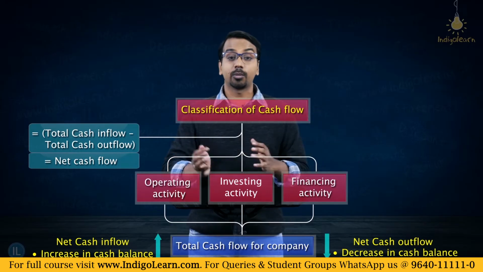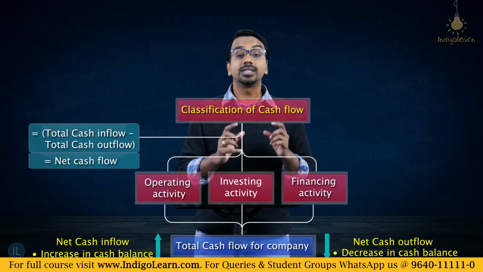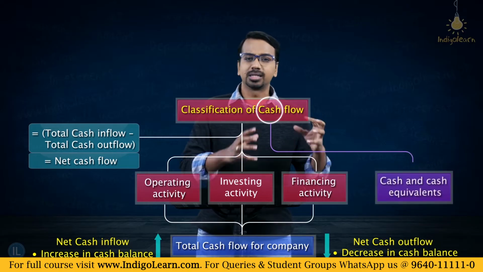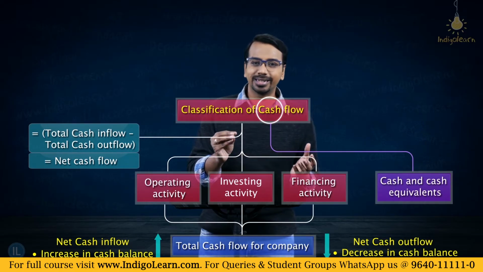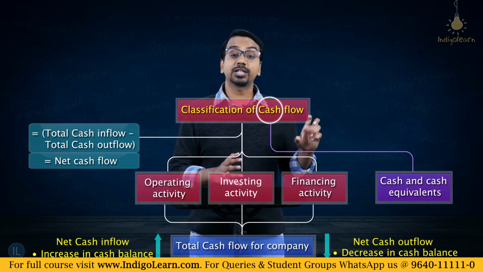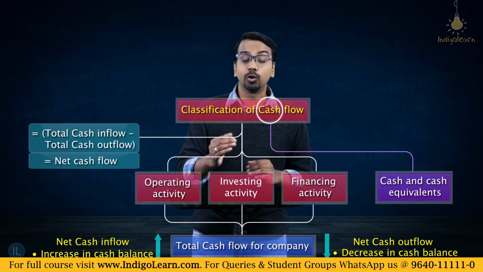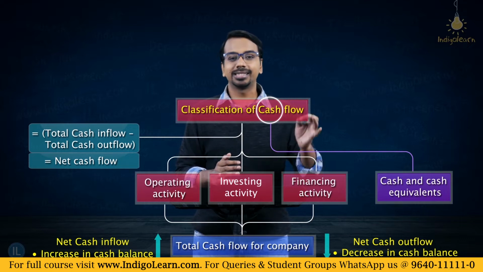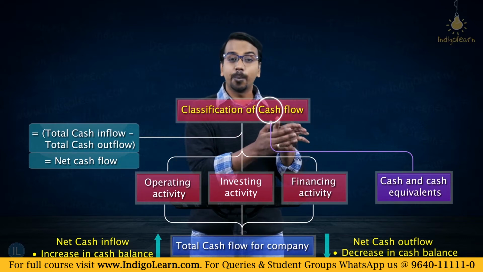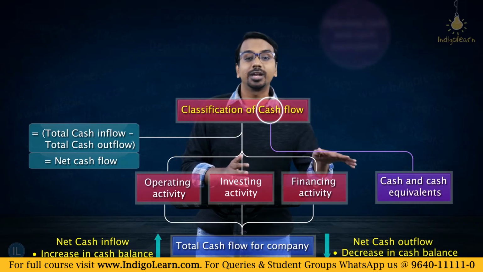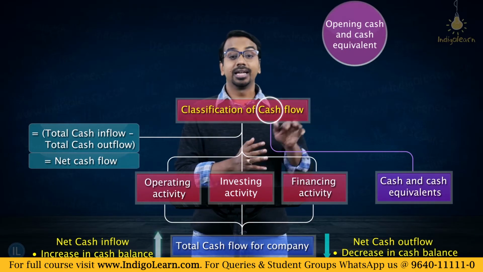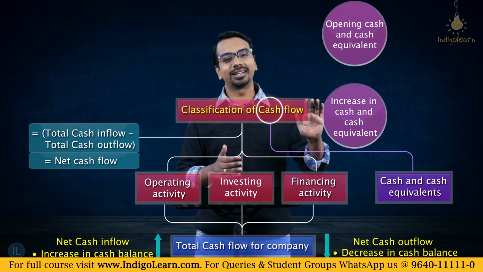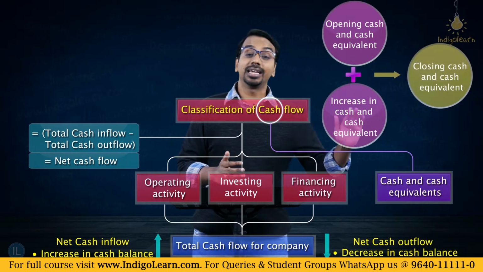So far we have been talking about cash flow, cash flow, cash flow. When we say cash, we are referring to not only cash but also cash equivalents. What are these cash equivalents? We'll discuss in some time. The sum of cash flows from three activities will tell you whether there is an increase or a decrease in cash and cash equivalents. Now, if you compare this with the opening balance, let's say there is an increase in cash, if you add the opening balance and the increase, you will get the closing cash and cash equivalents.